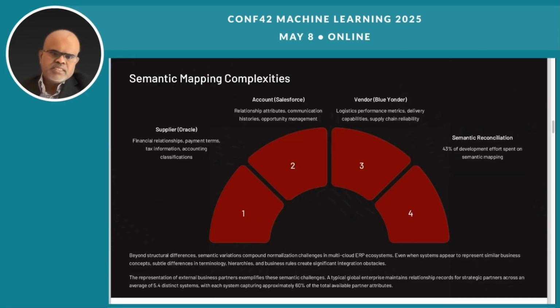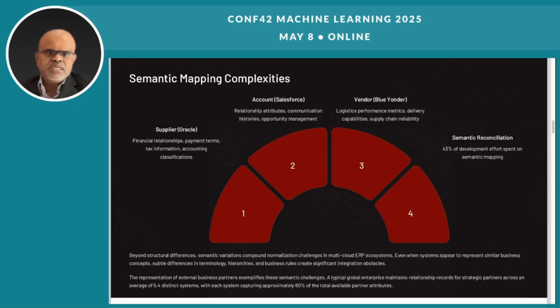Semantic mapping complexities. Beyond the structural differences which we saw, the semantic variations compound normalization challenges in multi-cloud ERP ecosystems. Even when the systems appear to represent similar business concepts, subtle differences in terminology, hierarchies, and business rules create significant integration obstacles. Let us look at this example of how the business partner is represented across multiple cloud ERP systems.